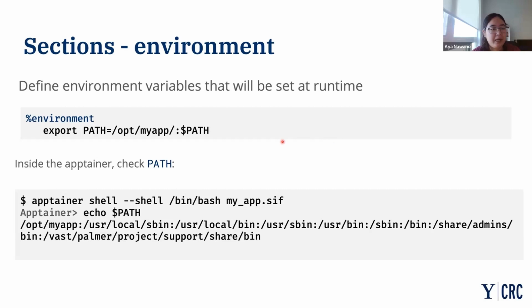So in this example, I'm adding the path to the mc executable to the default PATH. This means that if you print the PATH variable inside a container, it will also include /opt/myapp.